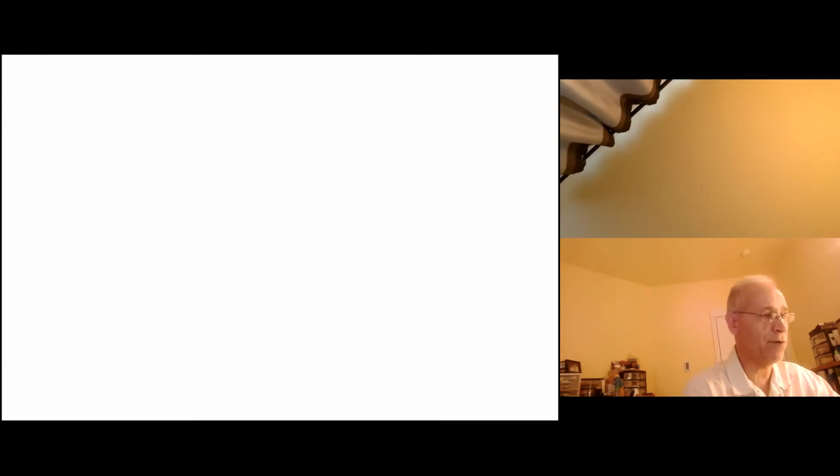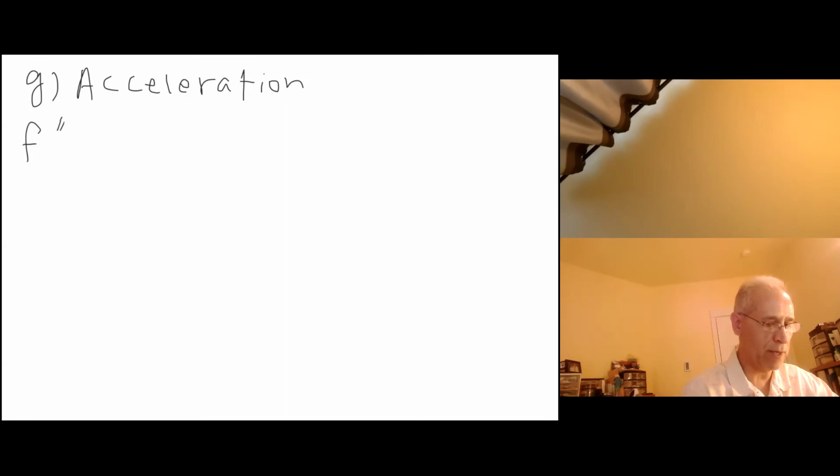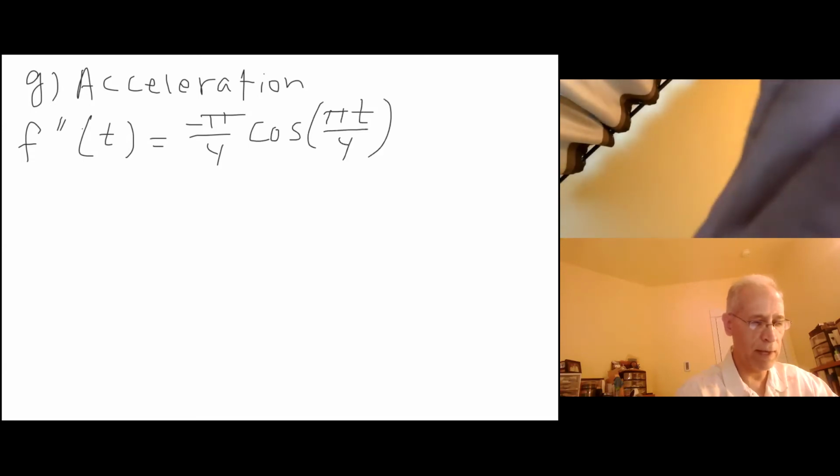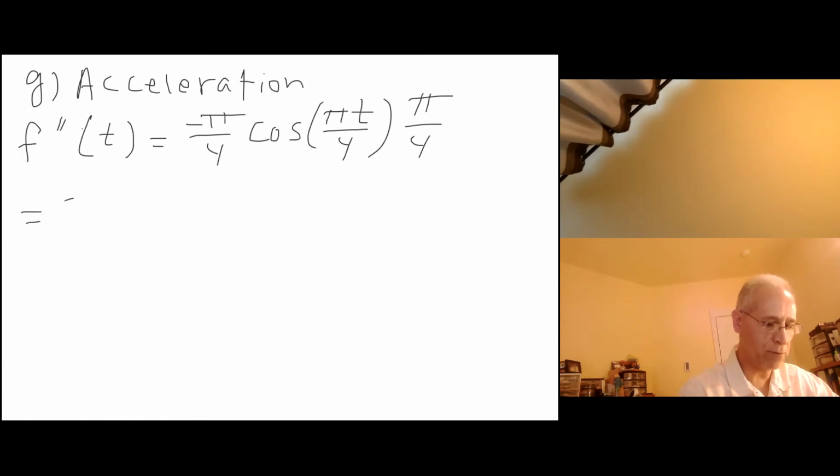Part G is asking for acceleration at time t. So part G is asking for acceleration, which is the second derivative. I'm going to have f double prime of t equals minus pi over 4. I'm going to keep it separate because it's a constant. Derivative of sine is cosine. So I have cosine of pi t over 4. Using chain rule, I have pi over 4. And so that equals negative pi.